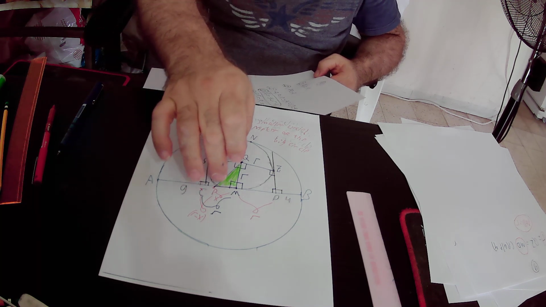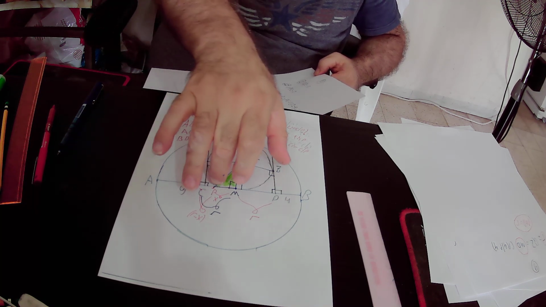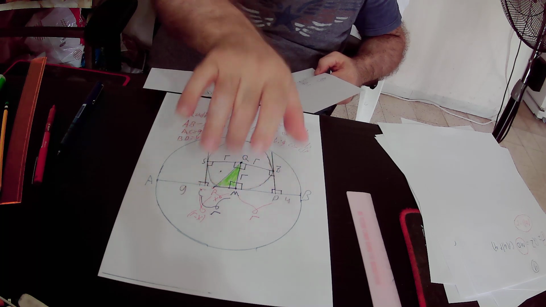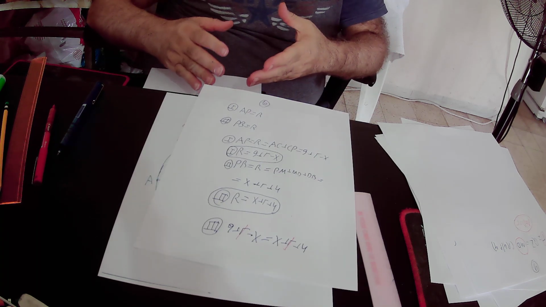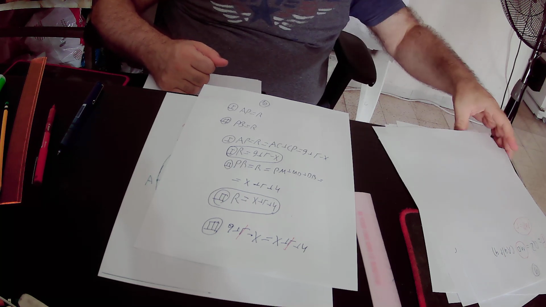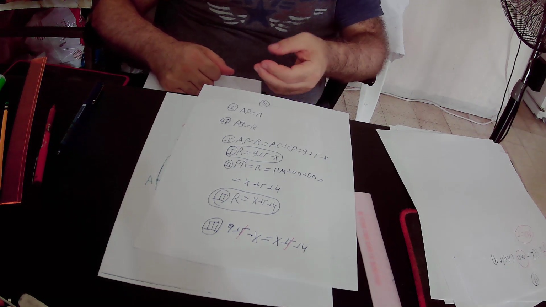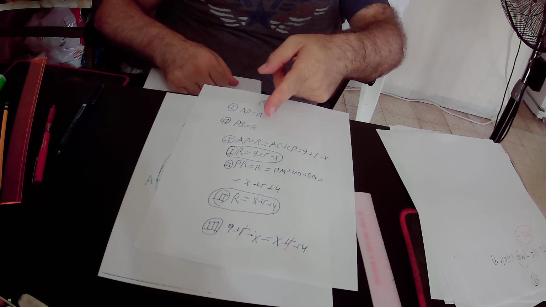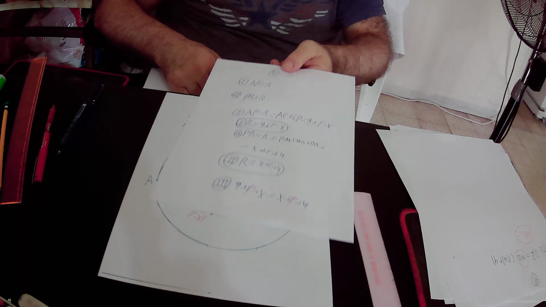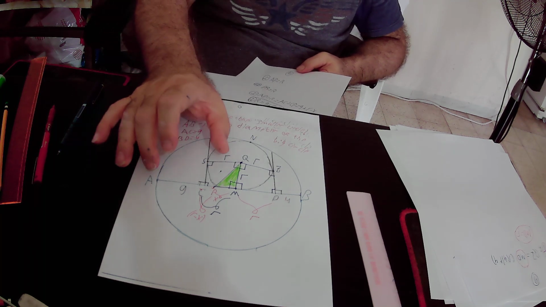Because P is the center of the big circle, PB is the radius of the big circle. Okay, so we have here 2 equations for the same radius, and we return to equation number 1 that states that AP equals capital R. What is the value of AP?